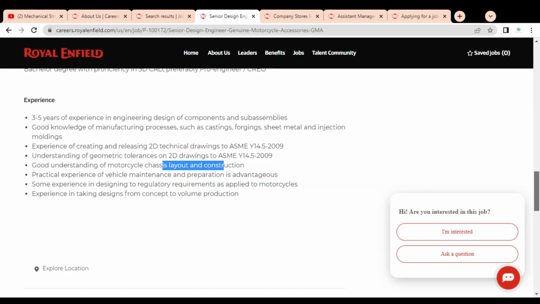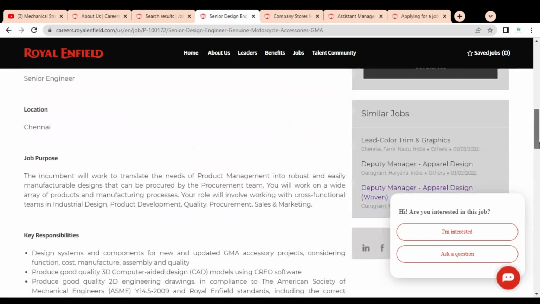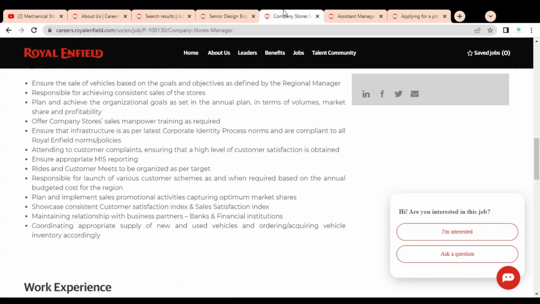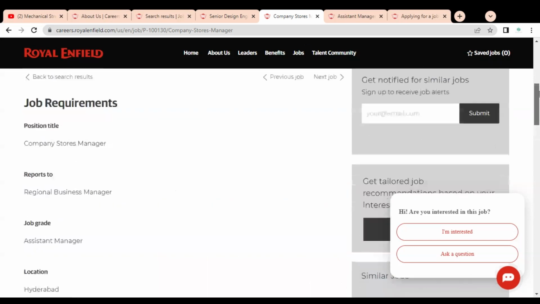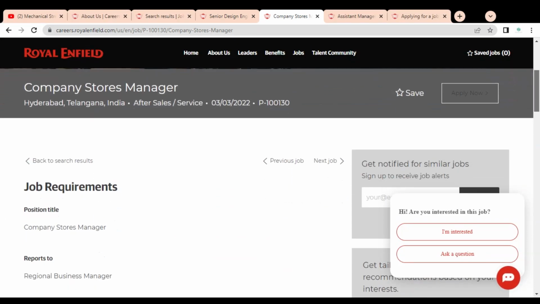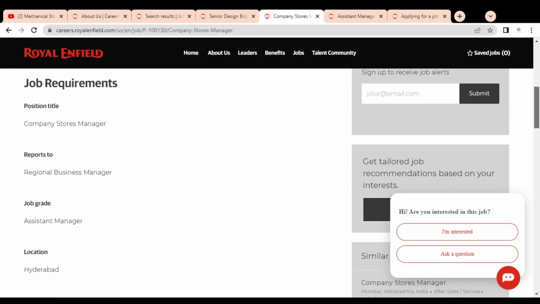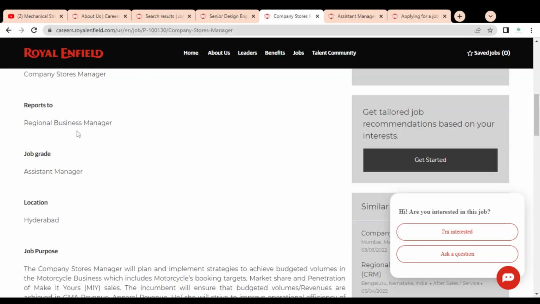You can check. So friend, how you can apply for this job opportunity, we will discuss at the end of the video. So let's check the second job opportunity, that is a Given company store manager. And friend, you can see it is for the Hyderabad, Telangana location.